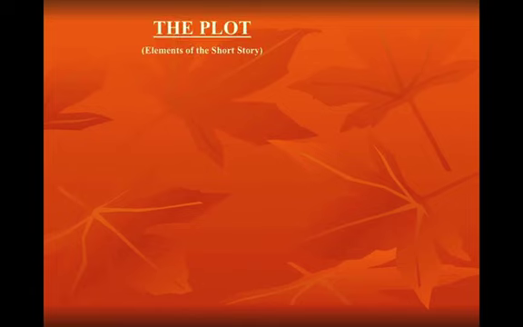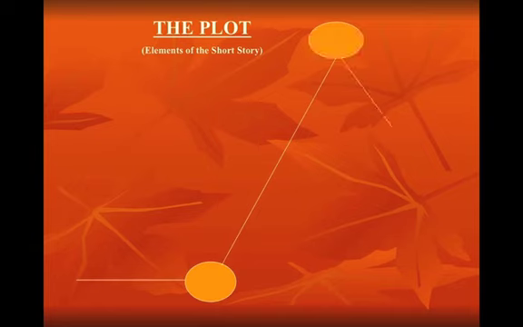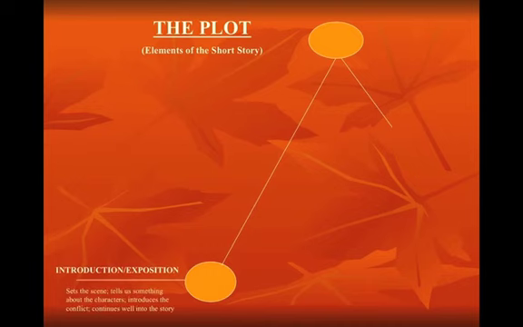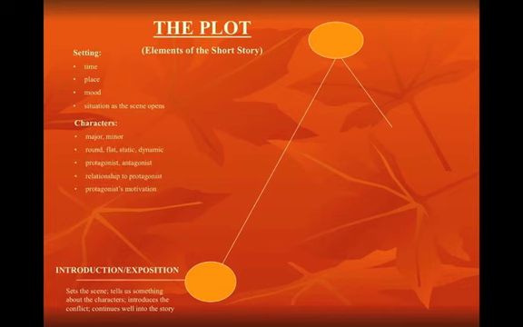First of all, we'll look at the plot, and many of you will remember the plot peak that you've been taught since about grade 7, and you will know the parts of it as well. The introduction, exposition, sets the scene, tells us something about the characters, introduces conflict, and very often this can continue well into the story. You know that your setting is comprised of time, place, mood, and situation. The characters are classified as major, minor, round, flat, static, dynamic. We talk about the protagonist, the antagonist, and their relationships and their motivations.